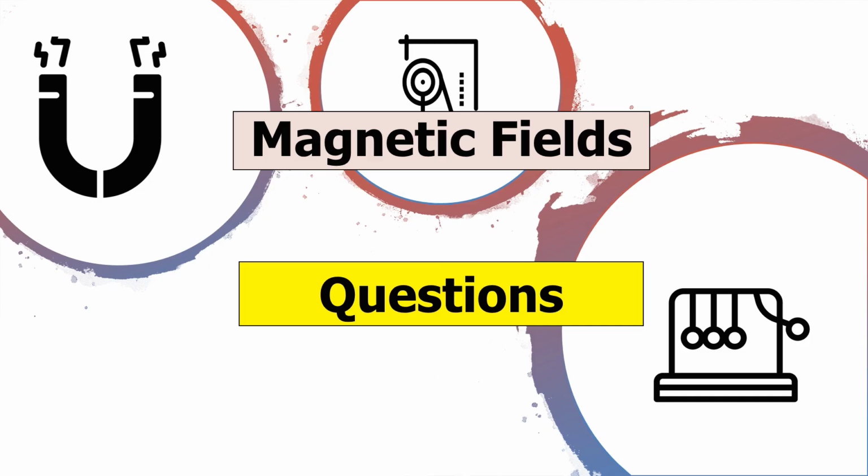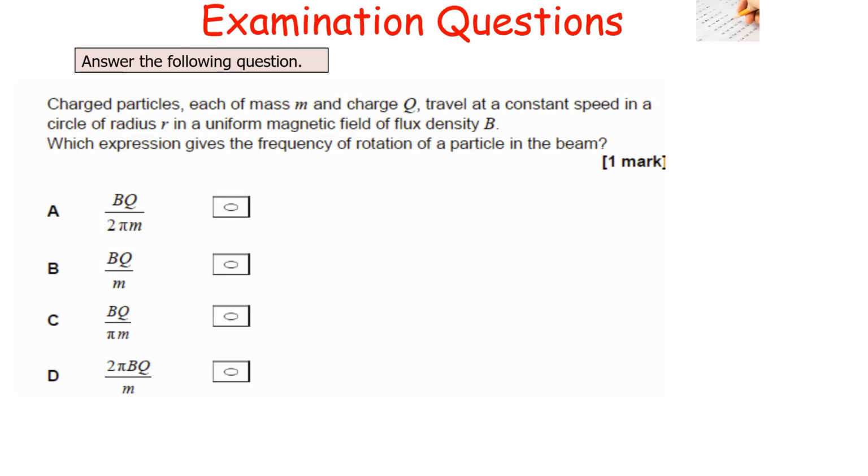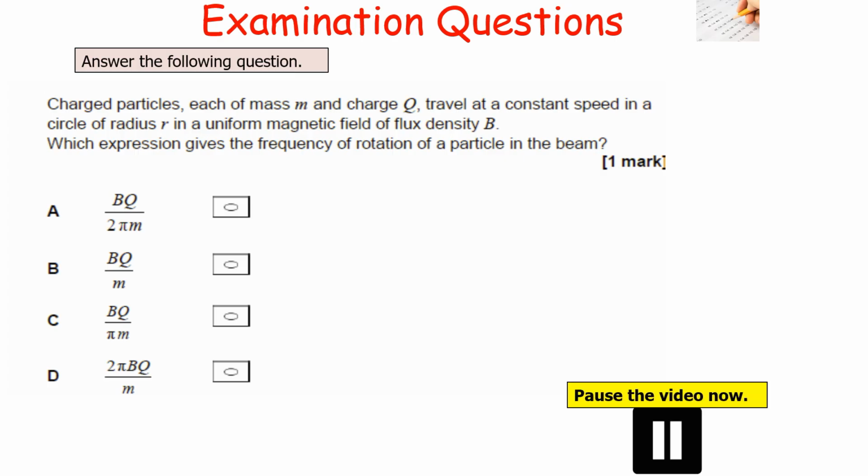Let's now have a look at a few questions on magnetic fields. Charged particles, each of mass m and charge q, travel at a constant speed in a circle of radius r in a uniform magnetic field of flux density B. Which expression gives the frequency of rotation of a particle in the beam? So pause the video now, then unpause the video when you want to go through your answer.